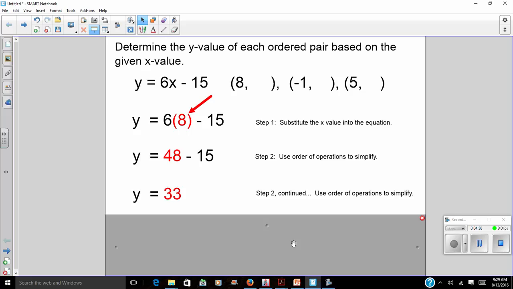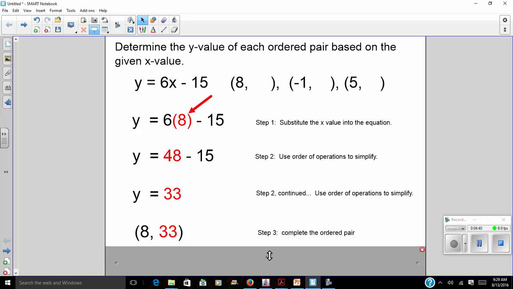Now we are not finished yet because we are being asked to work with ordered pairs. We're not just trying to figure out what y is. We are trying to demonstrate that when 8 goes into this equation, the output is 33. So we have to make sure that step 3 is completed and that we have finished that ordered pair and shown it as 8, 33. Again, one more time, the x value is 8, and when 8 is the input into this equation, the output value will be 33.